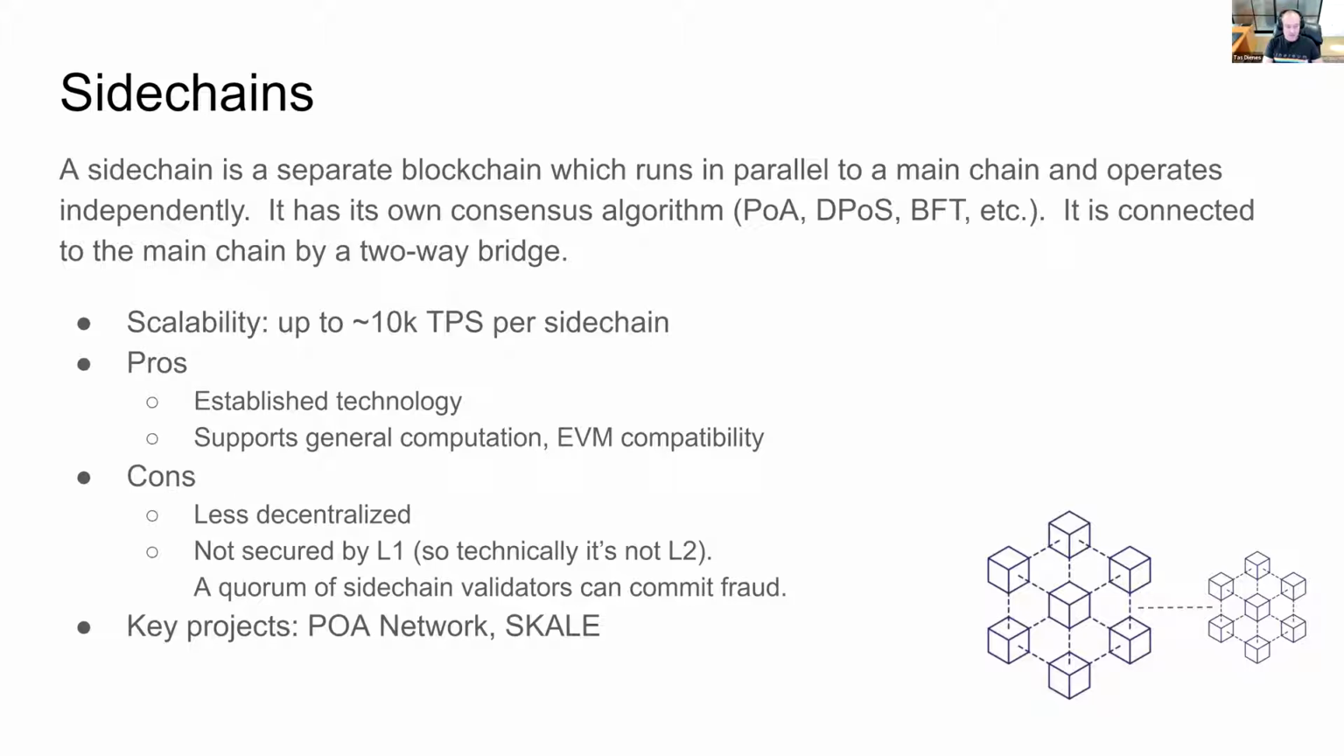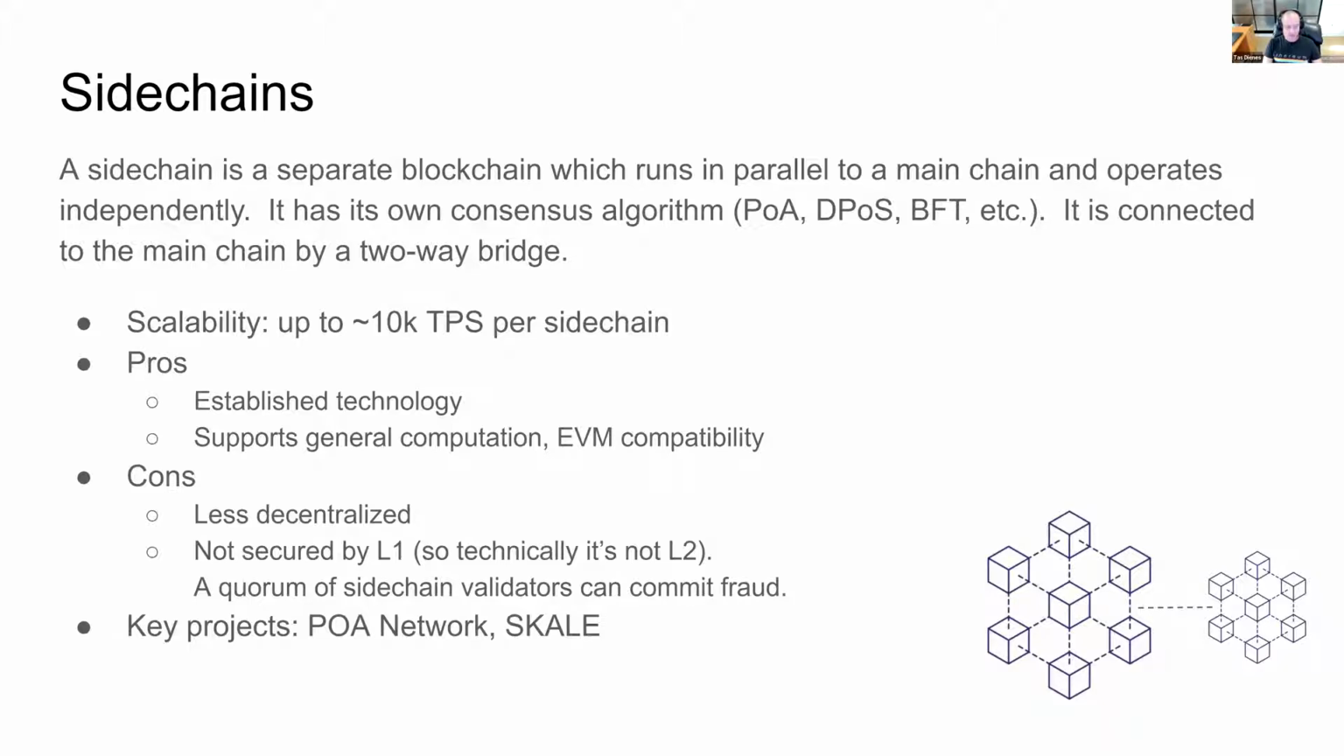On the downside, sidechains are not necessarily very decentralized because typically they're run by a small number of nodes or validators. And they're not secured by layer 1. So technically, a sidechain is not even considered a layer 2 because, as we said earlier, layer 2 is secured by layer 1. That's one of its definitional properties. Since sidechains are not secured by layer 1, we may not want to call them a layer 2, but I included them here because they're a scalability solution.